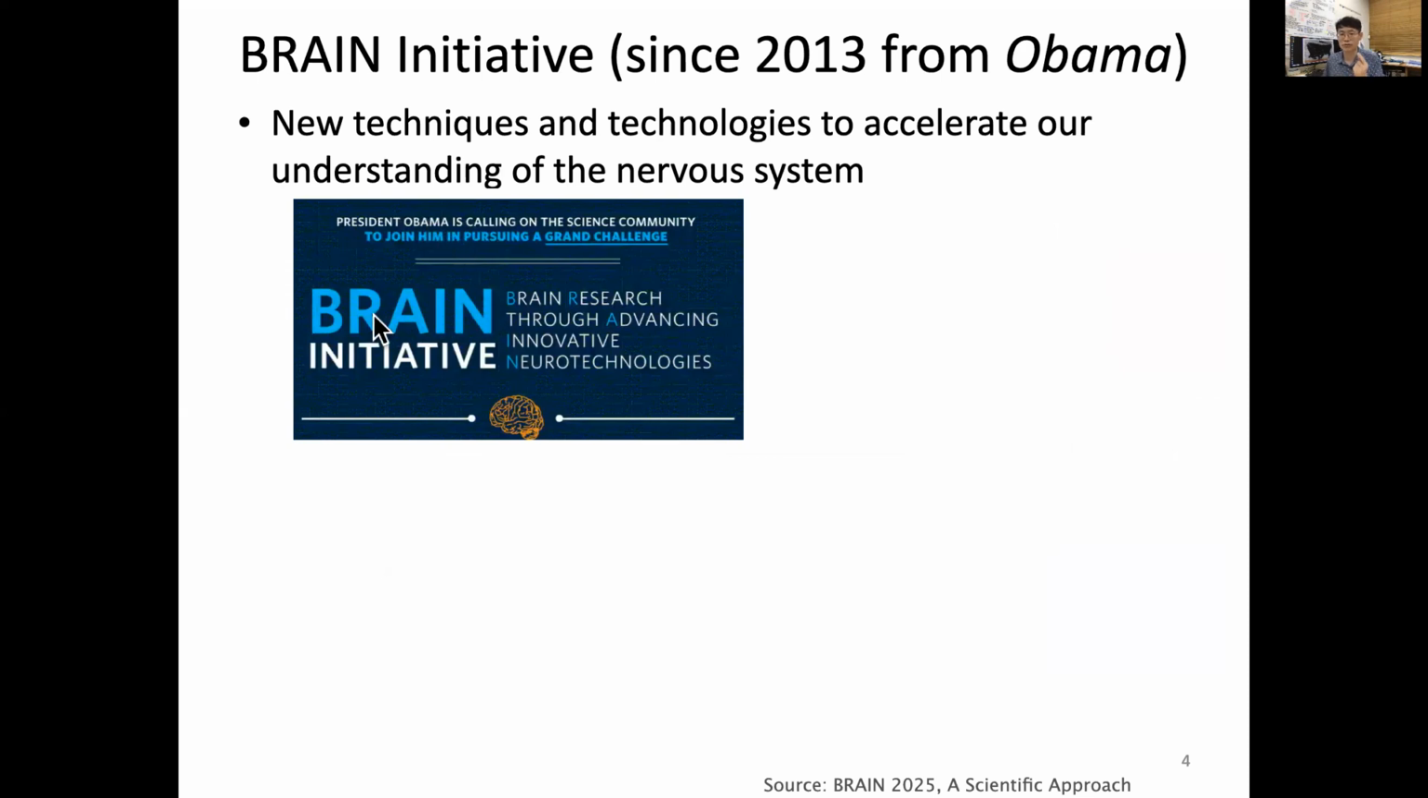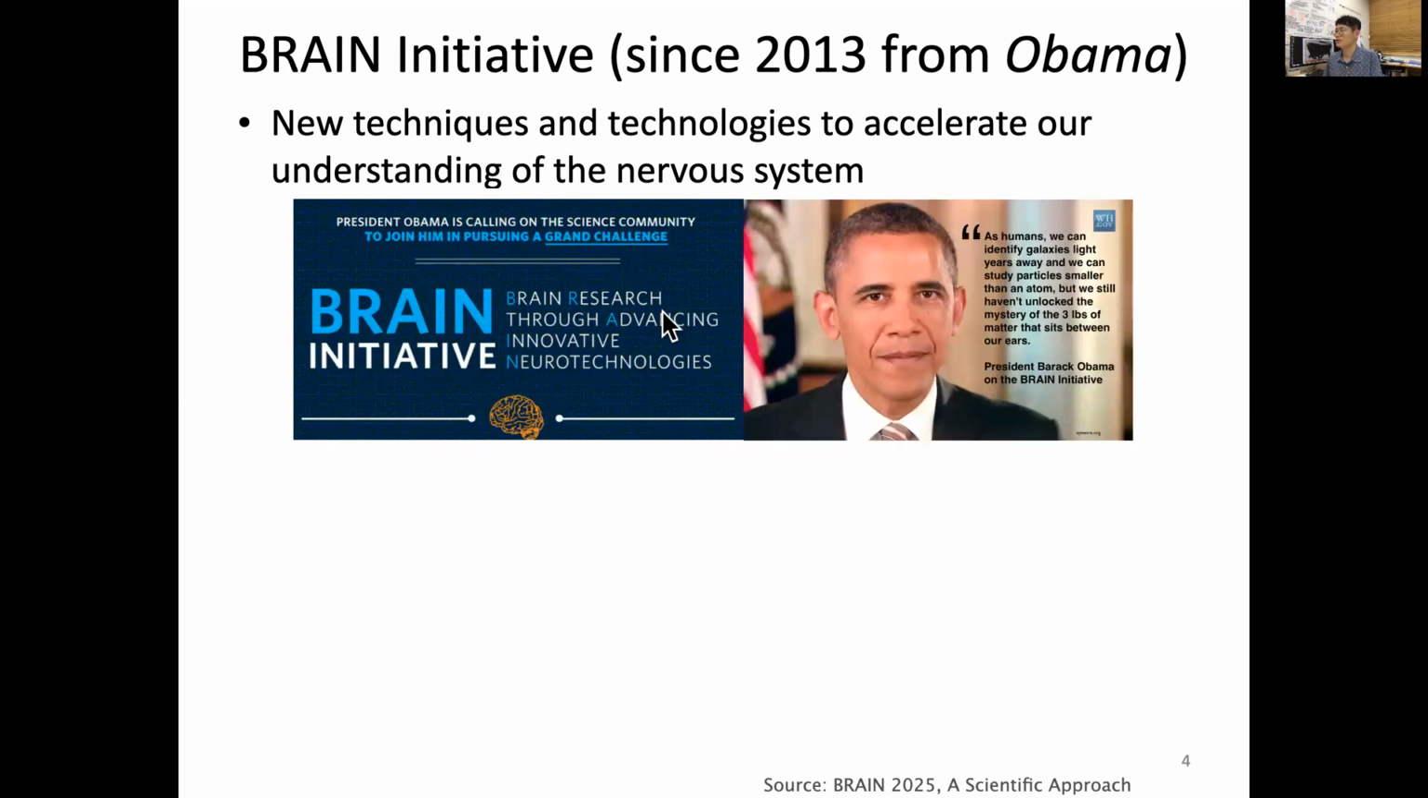BRAIN stands for Brain Research through Advancing Innovative Neurotechnologies. So this initiative is really focusing on innovative neurotechnology development. That's what Barack Obama said.